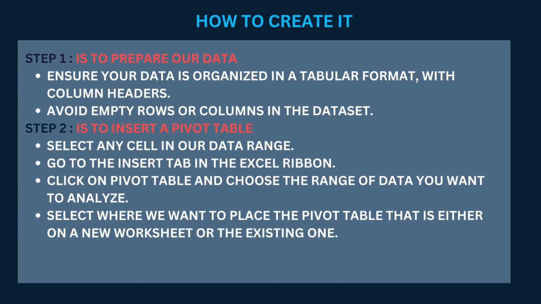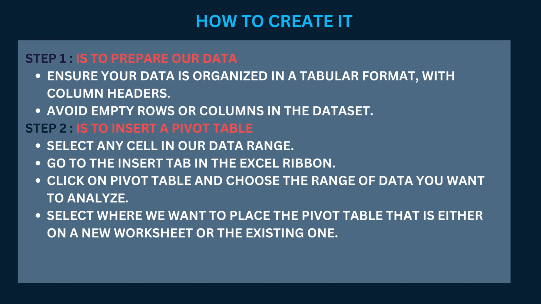To create a pivot table, follow these steps. Step 1 is to prepare our data. Ensure your data is organized in a tabular format, with column headers. Avoid empty rows or columns in the dataset. Step 2 is to insert a pivot table. Select any cell in our data range. Go to the Insert tab in the Excel ribbon. Click on PivotTable and choose the range of data you want to analyze.